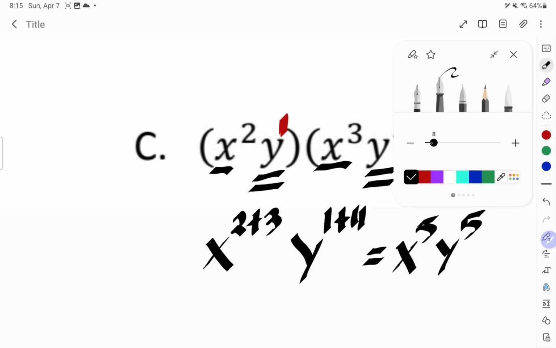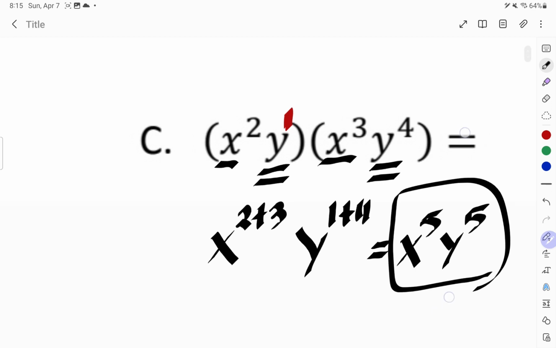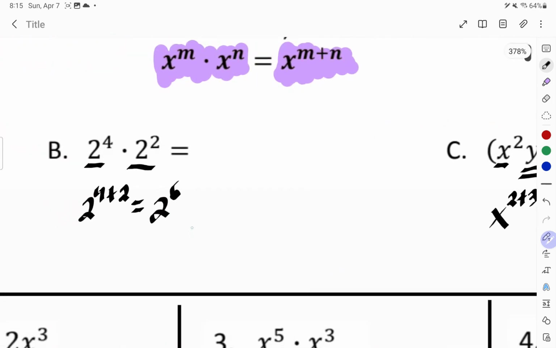Let me lower this a little bit. I think I can do it. There we go. So that's my answer for this one. Pretty easy. And again, this stuff is not very difficult.